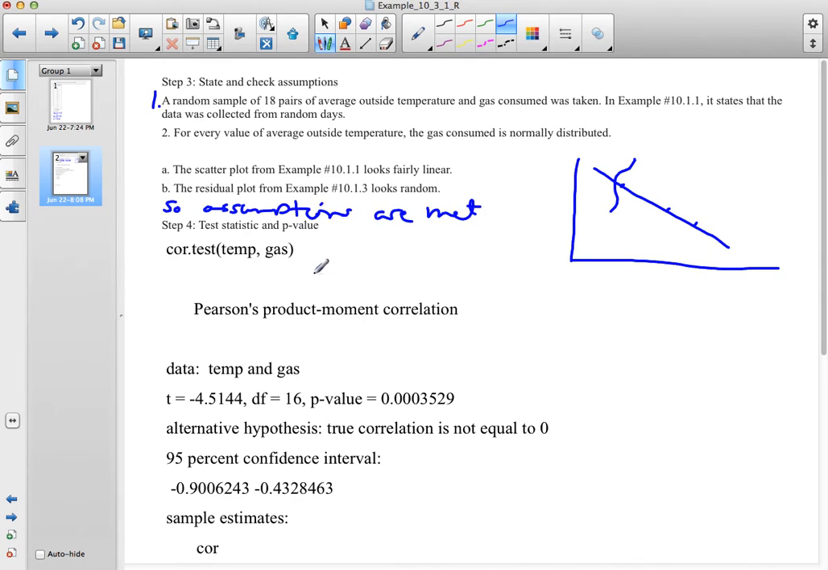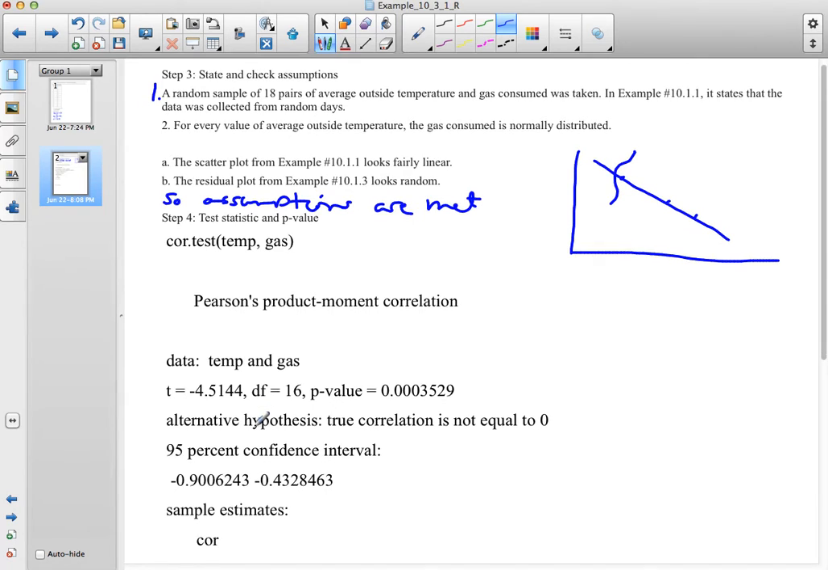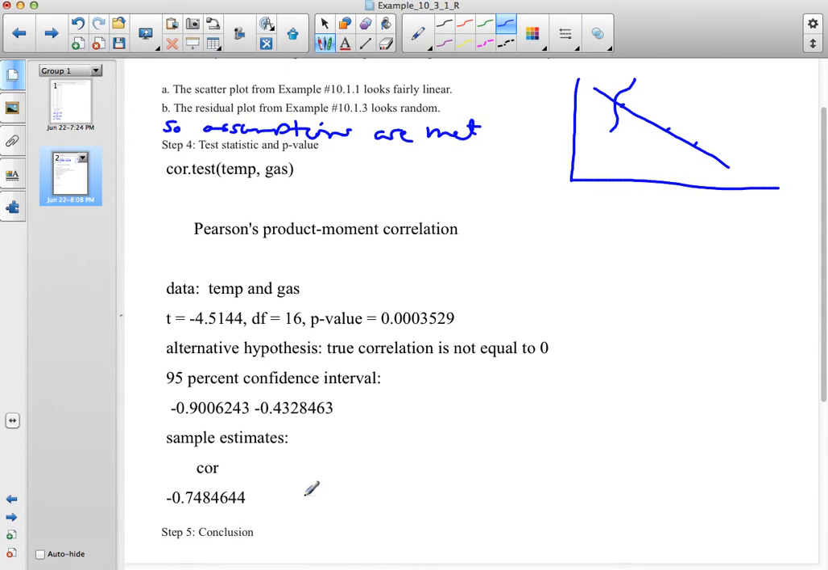Alright, then we're going to go do our test statistic and our p-value calculations. Again, I'm using R for this. Again, it's more about understanding what a printout would look like. In this case, when you do the correlation test, it's cor.test, and then your independent variable, comma, your dependent variable, and it is in that order, independent, then dependent. You will get this output from R.